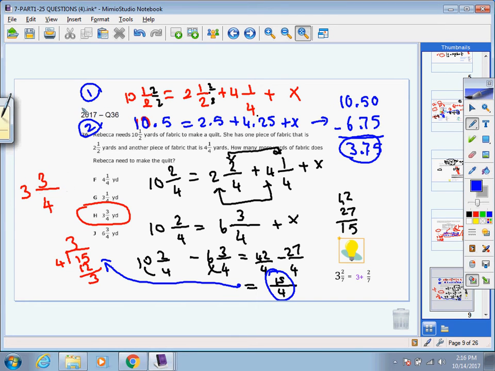In the other manner, you've got to transform these fractions into decimal form quickly. So 10 1/2 equals 10.5, 2 1/2 equals 2.5, plus 4.25, plus something is going to be equal to 10 1/2. We've got to add this part and take it away from this part to see how many yards she needs. So 10.50 minus 6.75, when you do the calculation, will be 3.75. 3.75 is equal to 3 3/4.